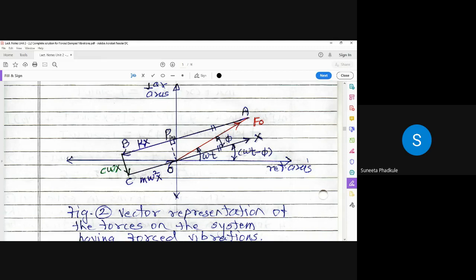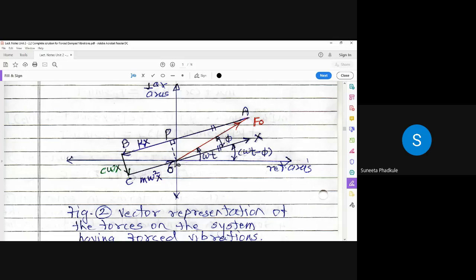This is your angle minus omega t minus phi. Minus omega t minus phi plus pi means the opposite direction. That means it is in the direction of displacement only. If this angle is omega t minus phi, this angle is minus omega t minus phi, and this angle is minus omega t minus phi plus pi. So that will come in the same direction as displacement. It is one line only, collinear. Understood? So I came to the origin, that is O.